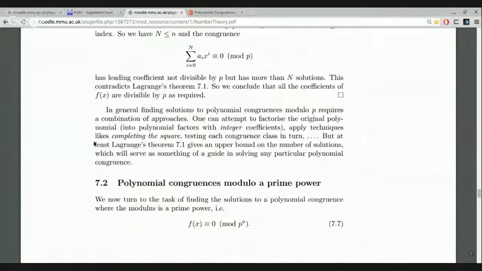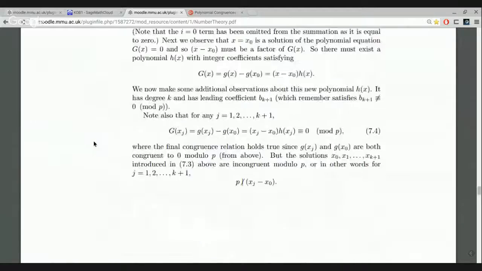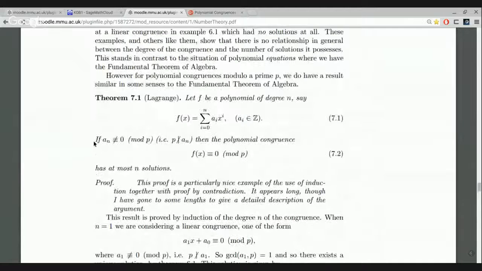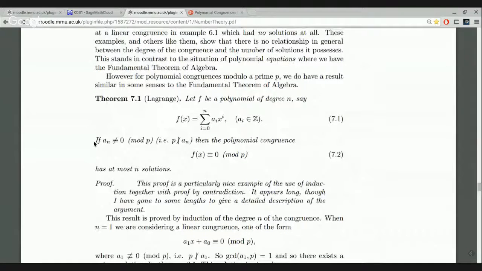Now the first step in it, a fair bit to get here, is a theorem due to Lagrange. And it concerns relating the degree of the polynomial to the number of solutions that it might have. Okay? Now, in the initial examples we looked at, we saw that there was no simple link between the degree of a polynomial and the number of solutions that the congruence has.